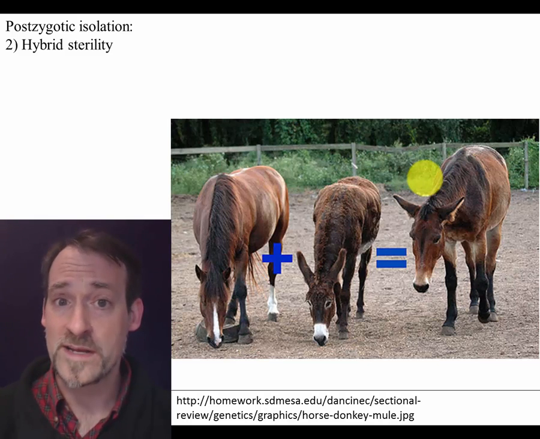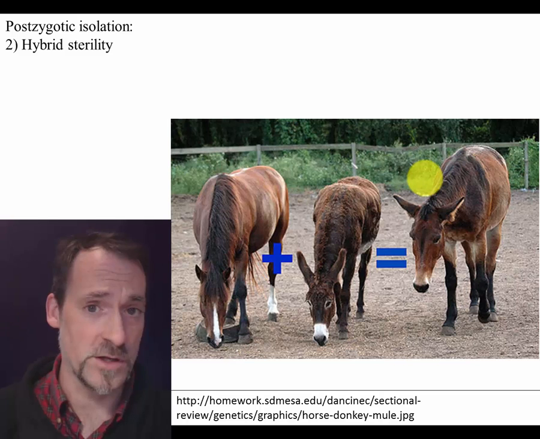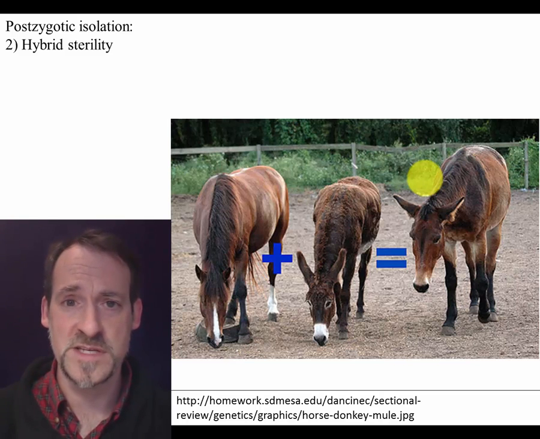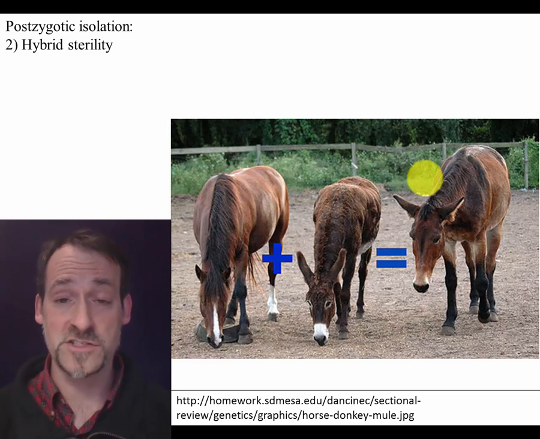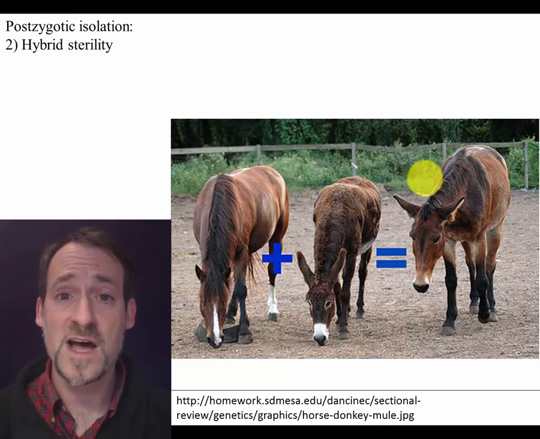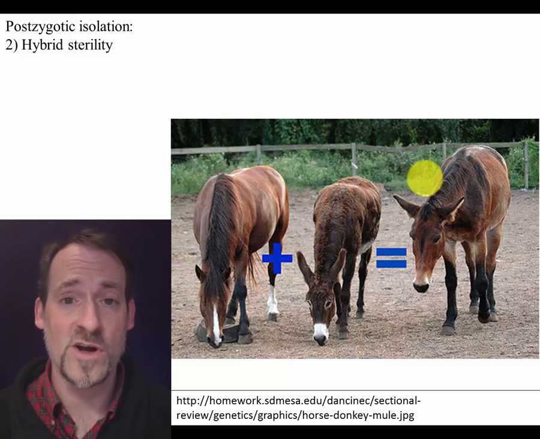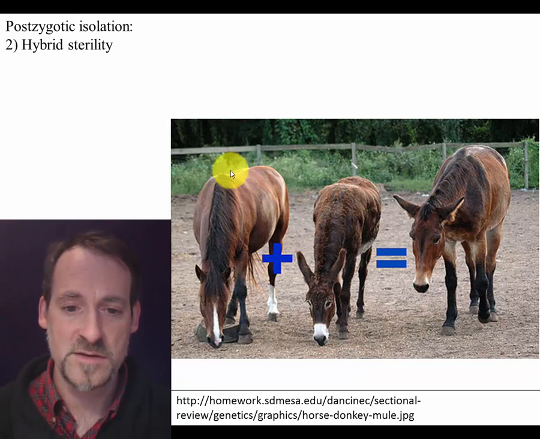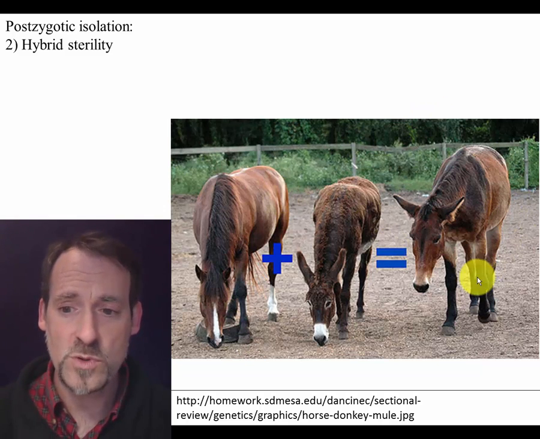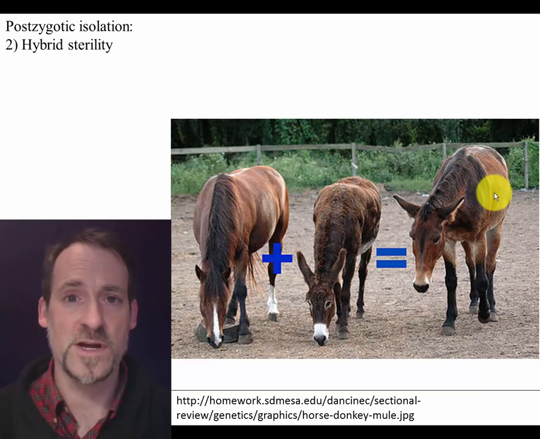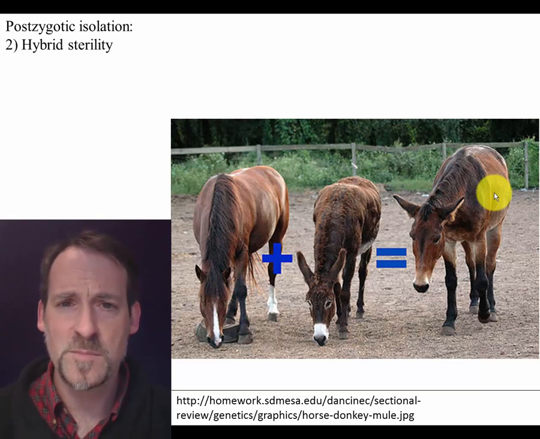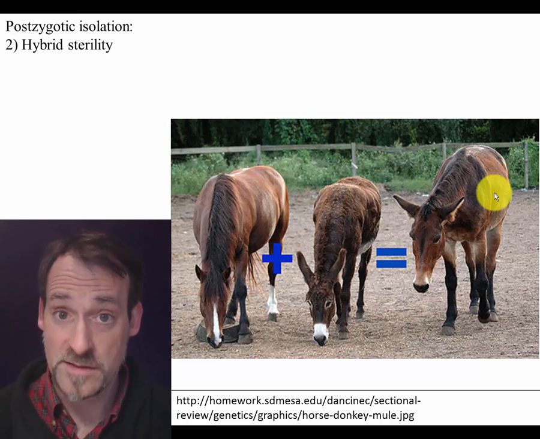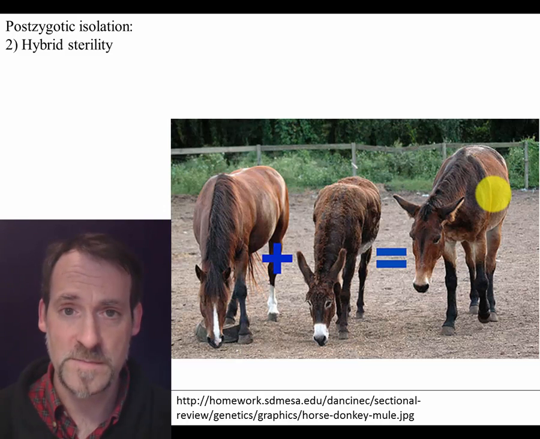The second way that you can shut off gene flow between two species after fertilization has already occurred is if the hybrids have trouble having offspring. The famous example, of course, is when you cross a horse with a donkey and you get a mule. Mules are of perfectly good viability. They're hardy animals, but they're completely sterile. They can never have offspring.